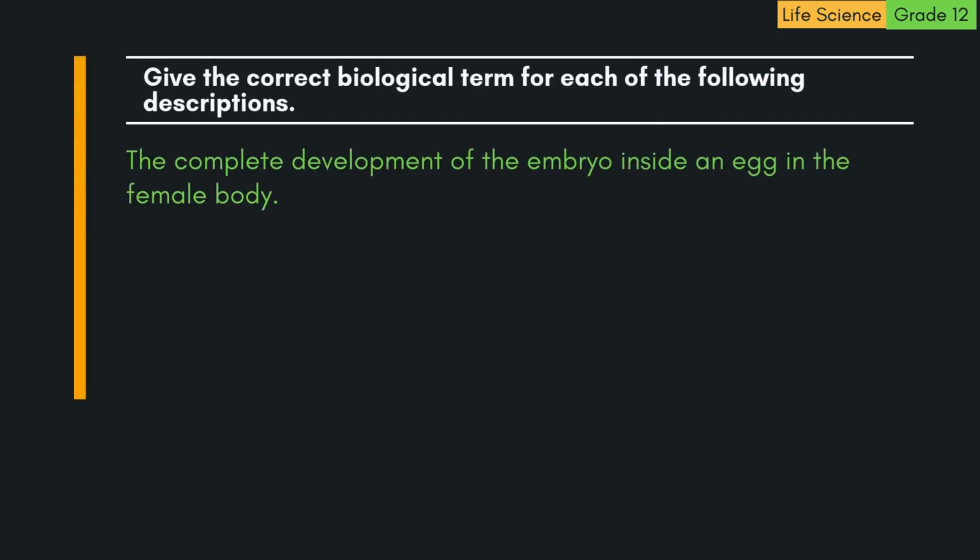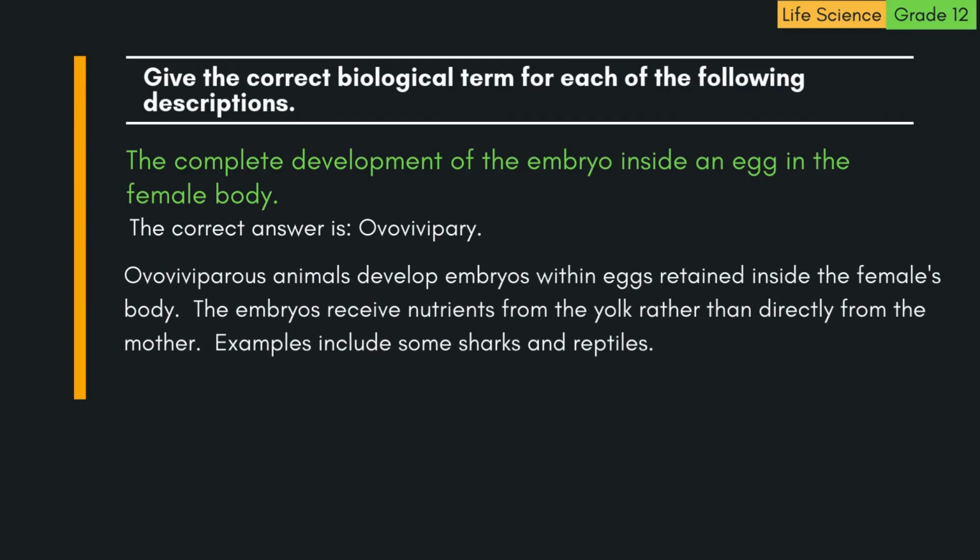The complete development of the embryo inside an egg in the female body. The correct answer is ovovivipary. Ovoviviparous animals develop embryos within eggs retained inside the female's body. The embryos receive nutrients from the yolk rather than directly from the mother. Examples include some sharks and reptiles.